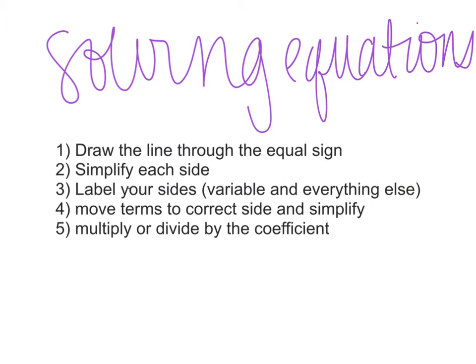Today we went over how to solve equations, and this again was a review from middle school. So we have our 5 steps for solving equations. Number 1, we have to draw our line through our equal sign. Then we're going to simplify each side. Then we will label our sides, and then we're going to move stuff that's on the wrong side, and then multiply or divide by the coefficient to find our answer.